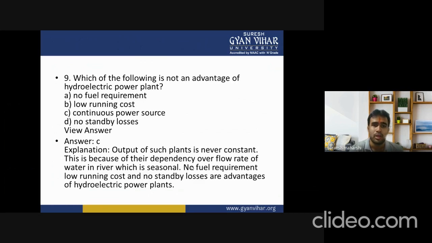Question number 9. Which of the following is not an advantage of the hydroelectric power plant? Option A, no fuel requirement. Option B, low running cost. Option C, continuous power source. Option D, no standby losses. So the correct answer is option C, continuous power source, because output of such plants is never constant. This is because of their dependency on flow rate of the water in the river, which is seasonal. No fuel requirement, low running cost, and no standby losses are advantages of the hydroelectric power plant.